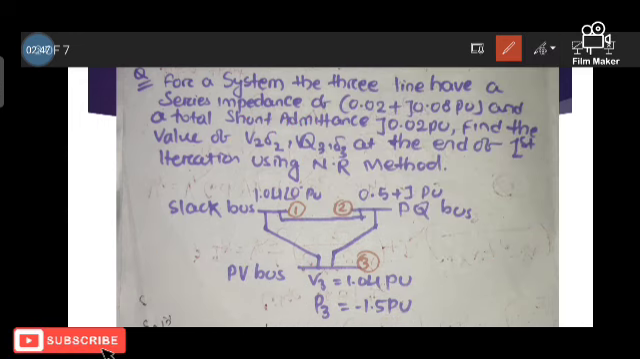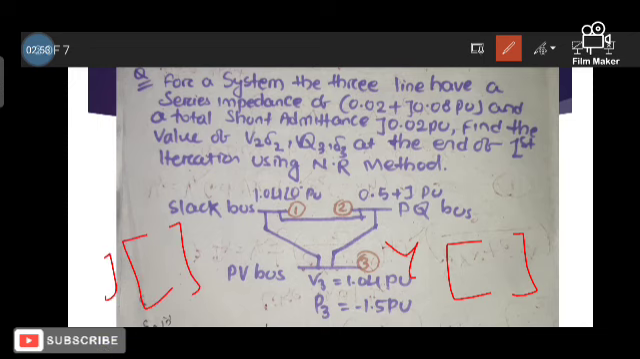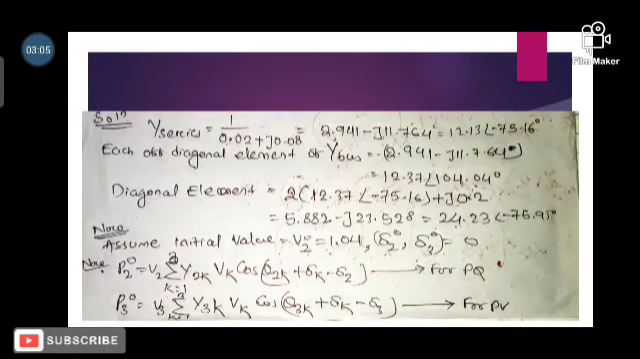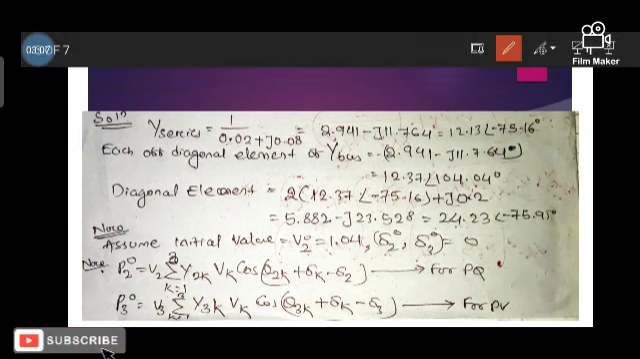Before calculating this, we require the Y-bus matrix, the Jacobian matrix and also the right-hand side matrix. We have already seen the formula of the Jacobian and that function. So let's come to the solution.